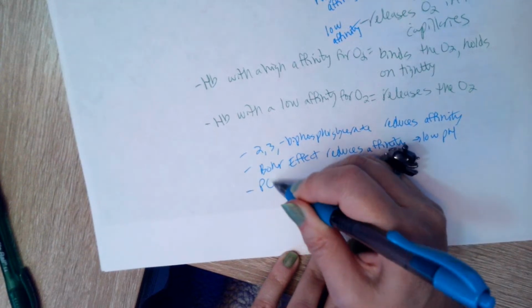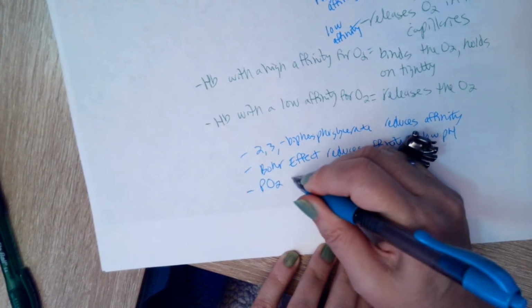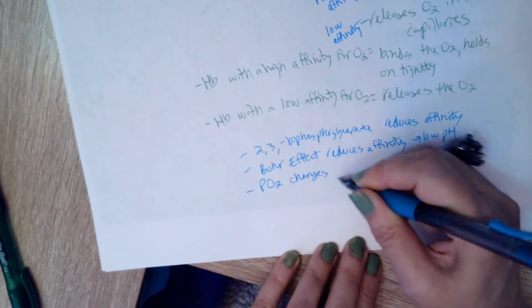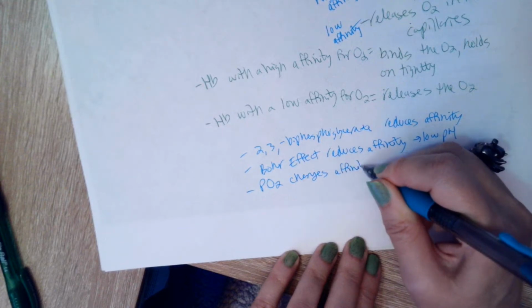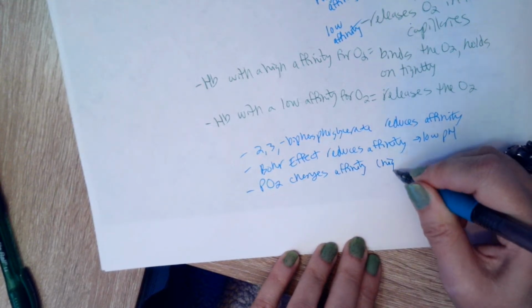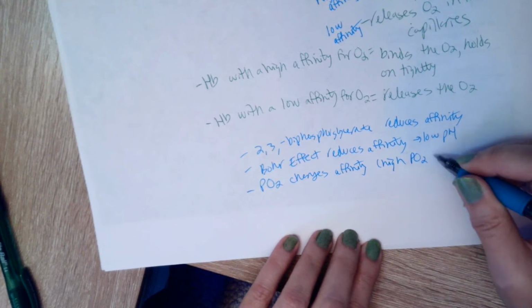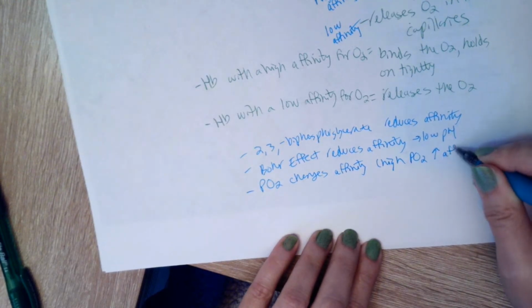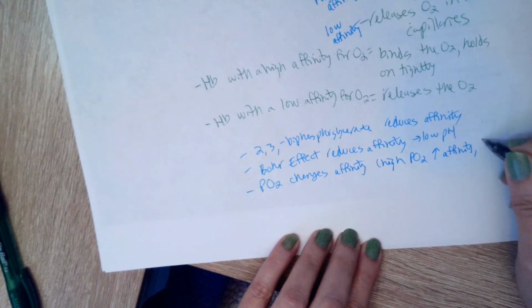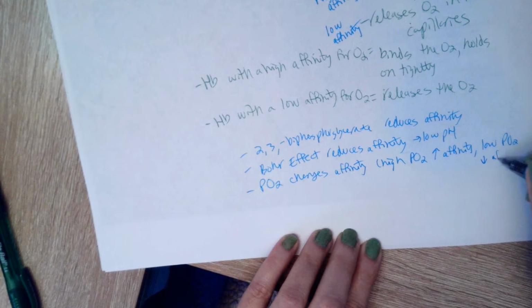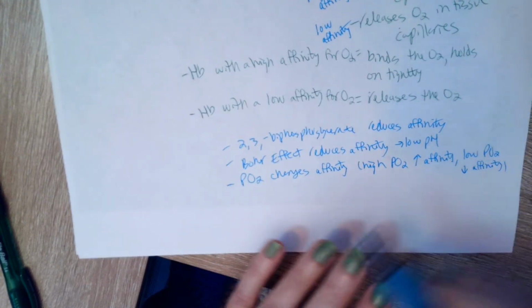PO2 changes affinity. So high PO2, meaning a lot of oxygen present, increases the affinity. Low PO2 decreases the affinity. Things like that. We don't need to get into all of that.